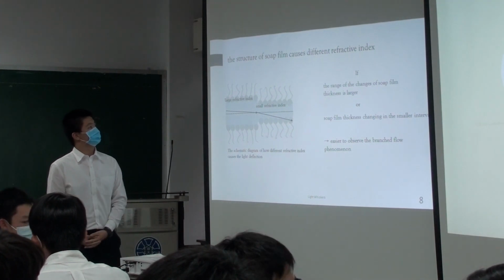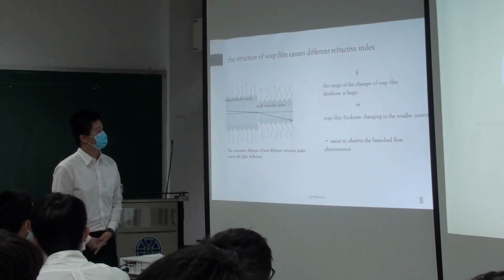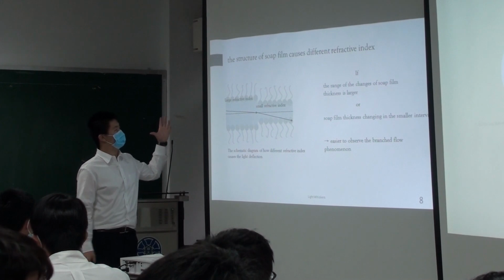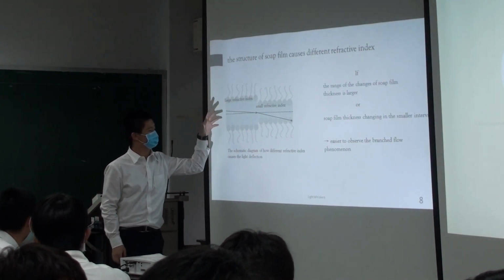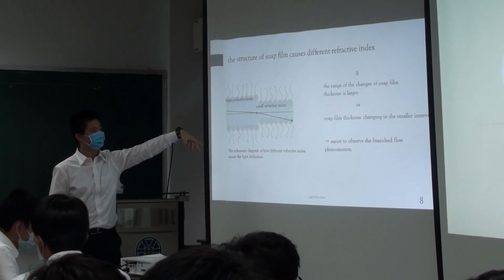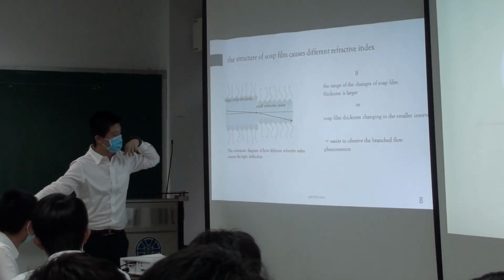When the thickness changes over a larger interval, you would have smaller changes of the refractive index. Now, the structure of the soap film may cause different refractive indices. As you can see, if you have a thicker one, you have a larger refractive index. If you have a thinner one, you have a smaller refractive index. And this diagram basically interprets the whole thing.